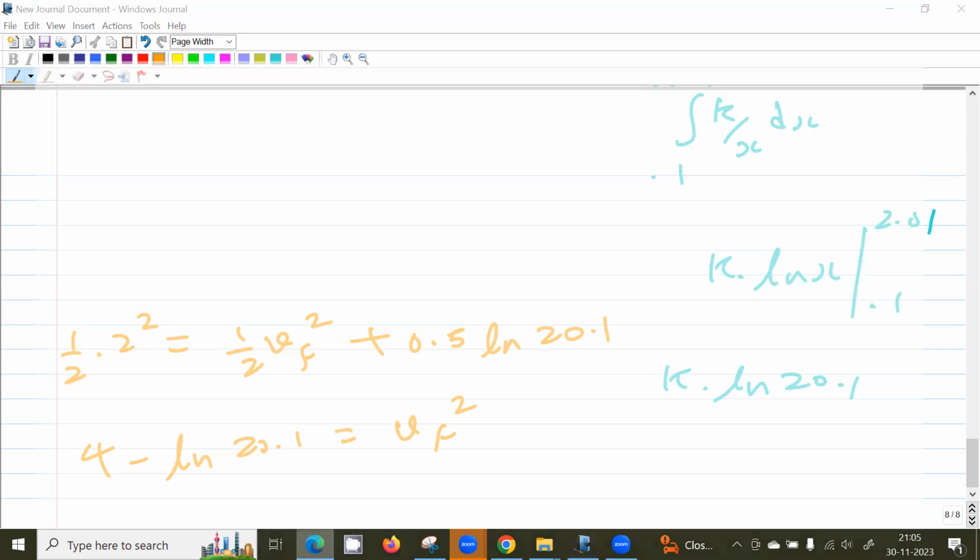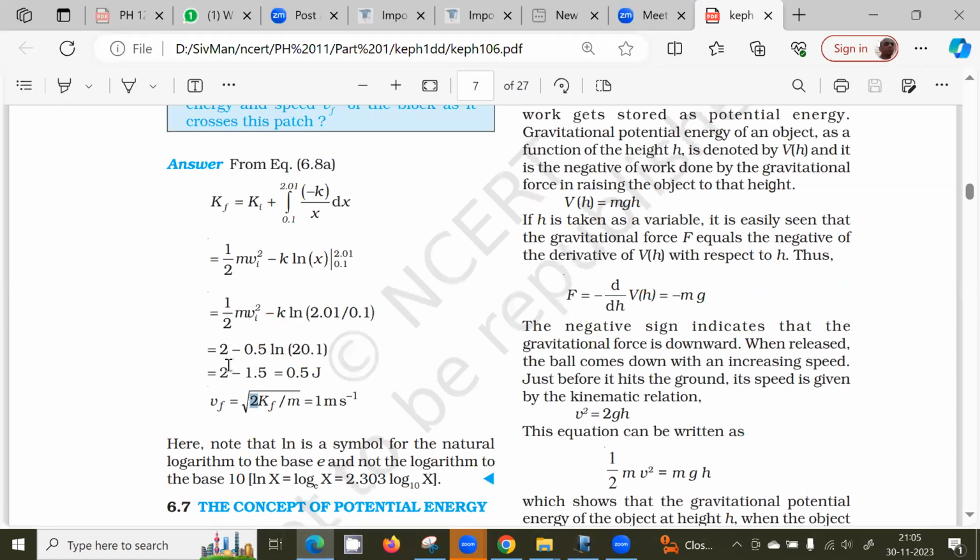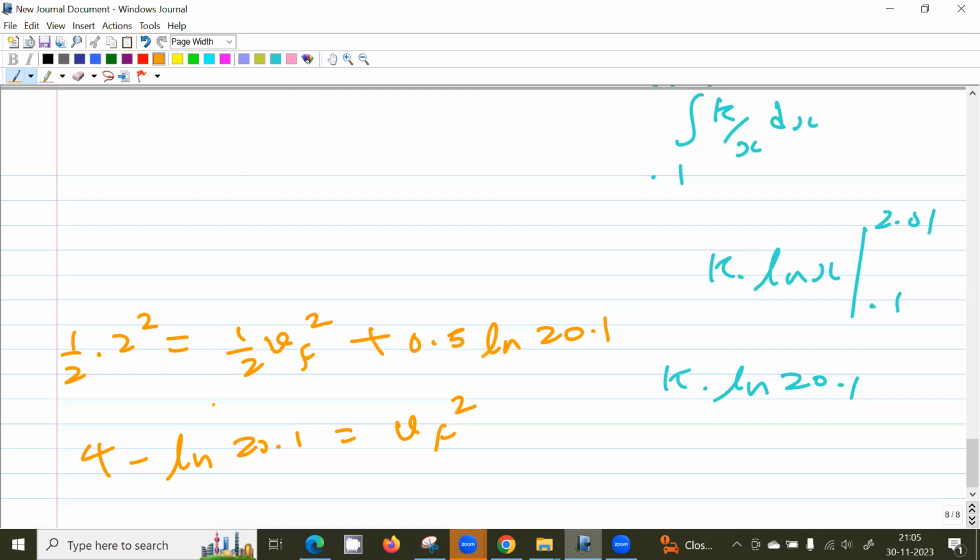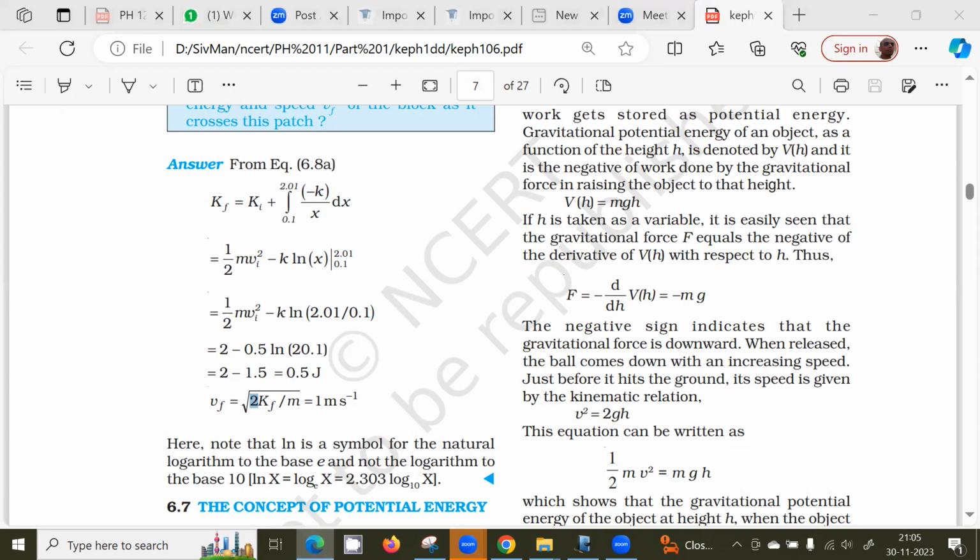0.5, half VA square. Half mv square. Okay, I just have ln 20, so it's 0.75 for me. Ln 20 is 0.75. So I think I'm getting it. So this will be 0.75 means 3.25 VF square. In this case, VF is 1.